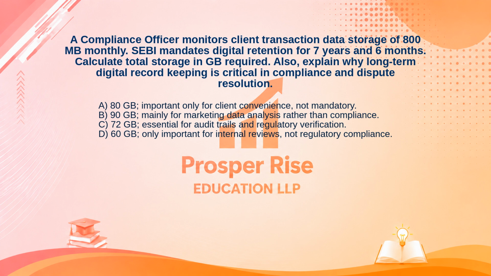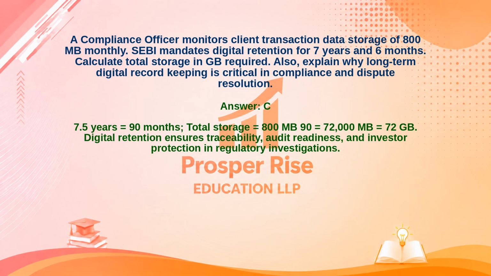The correct answer is Option C. Let's see why. 7.5 years equals 90 months. Total storage equals 800 megabytes × 90 equals 72,000 megabytes equals 72 gigabytes. Digital retention ensures traceability, audit readiness, and investor protection in regulatory investigations.